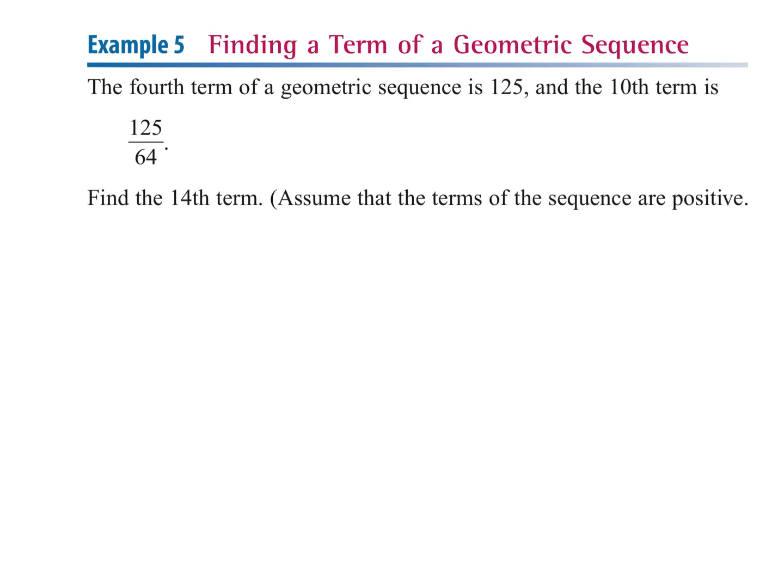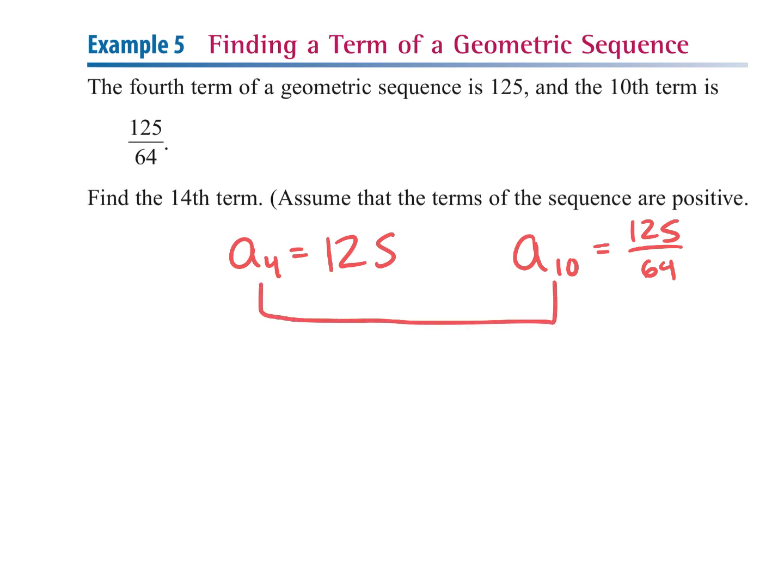It gives us the fourth term, so a sub 4 is 125. And it gives us the 10th term, so a sub 10 is 125 over 64. How many terms do we have from 4 to 10? 6. You always subtract, so 10 minus 4 is 6.